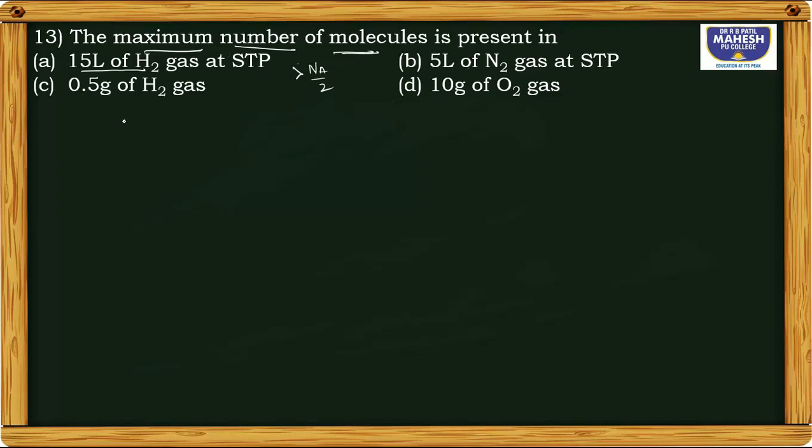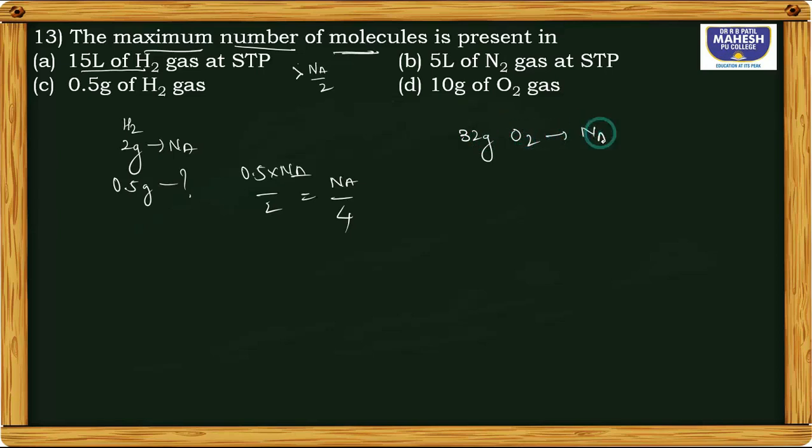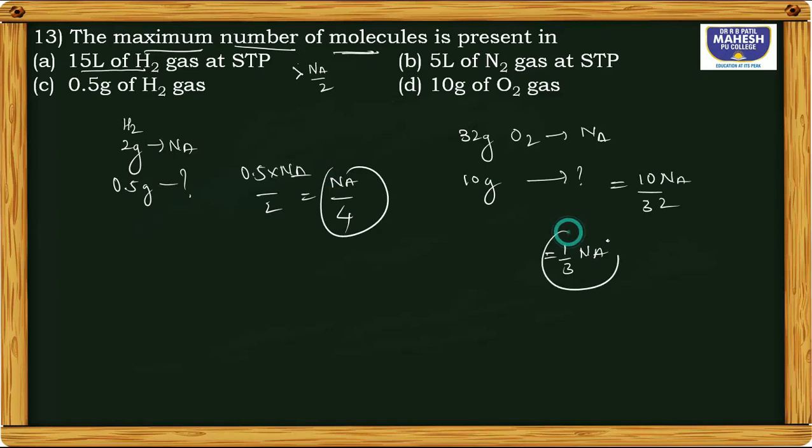And here 0.5 gram they told. Hydrogen we know that 2 gram is Avogadro number of molecules. 0.5 gram means how many? So 0.5 into Avogadro divided by 2. It is nothing but Avogadro by 4. Correct. 10 gram of oxygen. Oxygen means 32 gram, it is the molar mass. 32 gram is Avogadro number. Then 10 gram has how many molecules? So 10 Avogadro divided by 32. Students, it is going to be about 1 by 3 of Avogadro. So this is 1 by 4, this is 1 by 3.